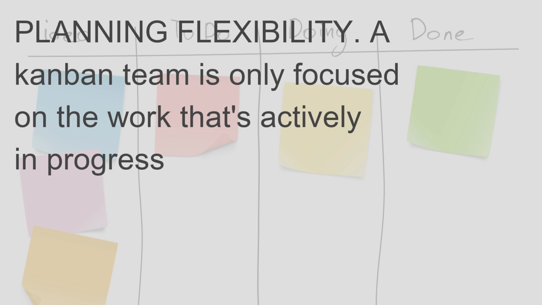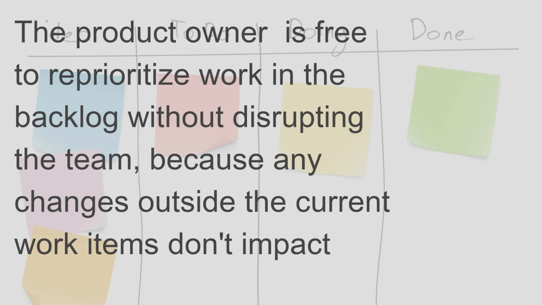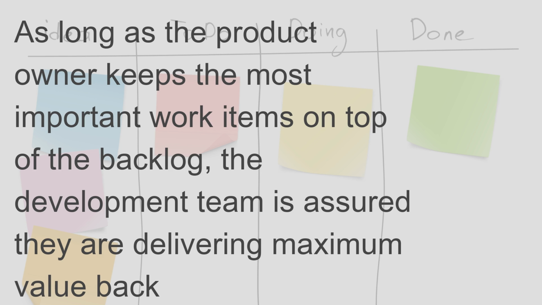Planning flexibility. A Kanban team is only focused on the work that's actively in progress. Once the team completes a work item, they pluck the next work item off the top of the backlog. The product owner is free to reprioritize work in the backlog without disrupting the team, because any changes outside the current work items don't impact the team. As long as the product owner keeps the most important work items on top of the backlog, the development team is assured they are delivering maximum value back to the business. So there's no need for the fixed-length iterations you find in Scrum.